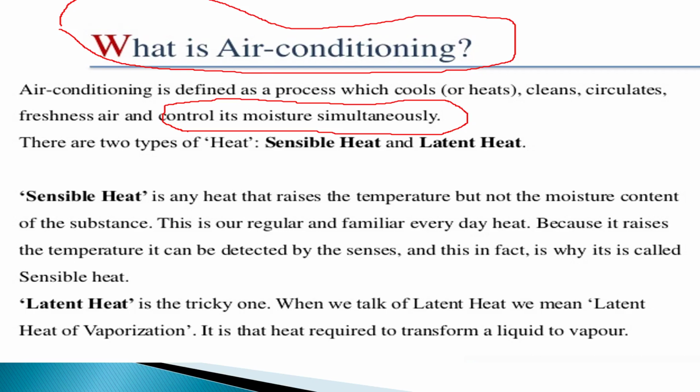Sensible heat is any heat that raises the temperature but not the moisture content of the substance. So this is our regular and familiar everyday heat. Because it raises the temperature, it can be detected by the senses, and this in fact is why it's called sensible heat. Whenever we supply heat, it leads to a rise in temperature. When we remove the heat, it leads to a decrease in temperature, which can be sensed and measured. So they are called sensible heats.